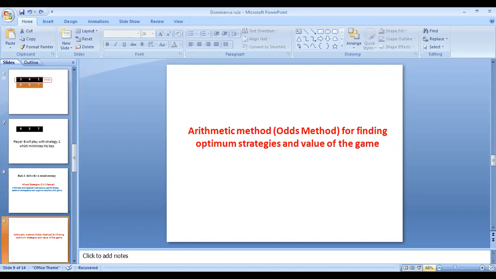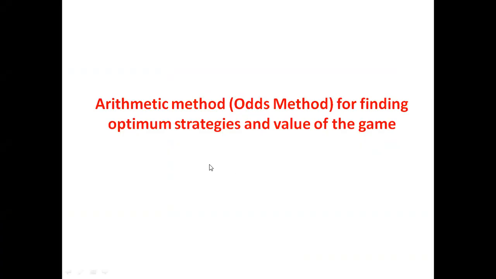Okay, here it is. This arithmetic method is also called the odds method, by which we will find the optimum strategy and value of the game. Please remember, arithmetic method is also called the odds method. Why it is called the odds method, we'll see while solving the problem by using this method.